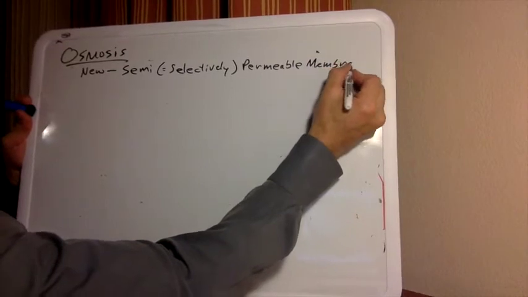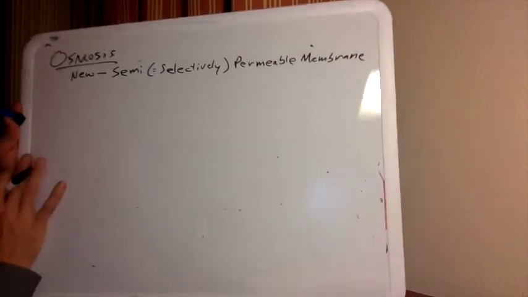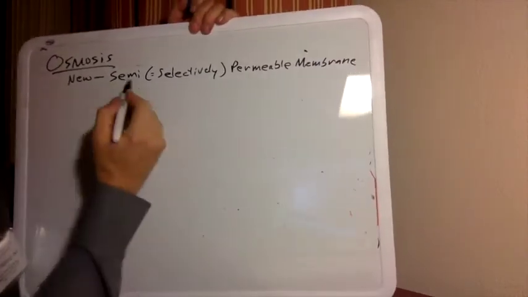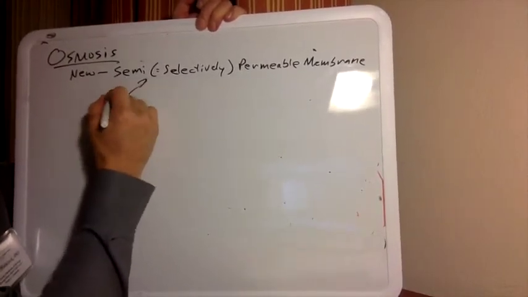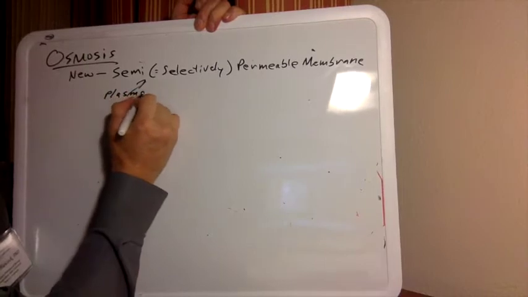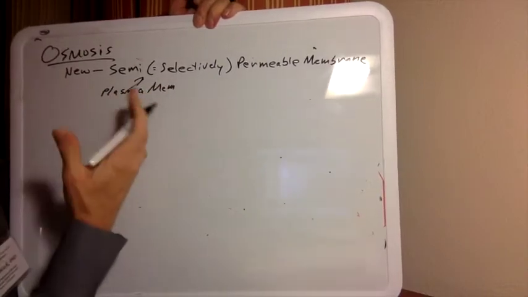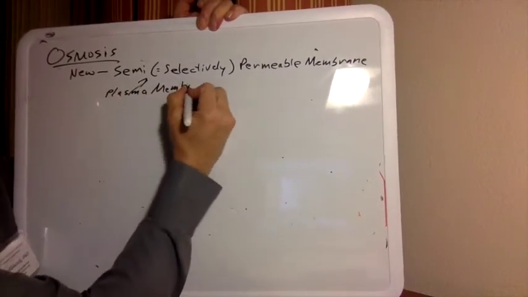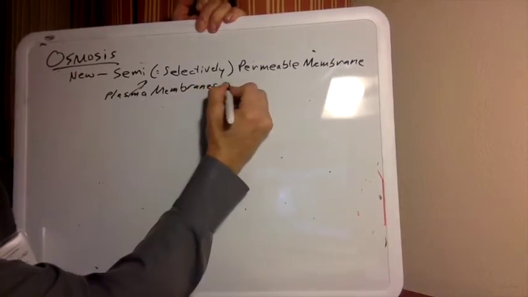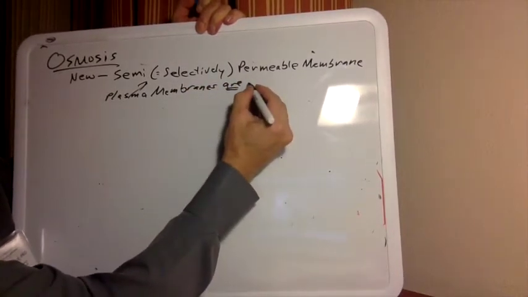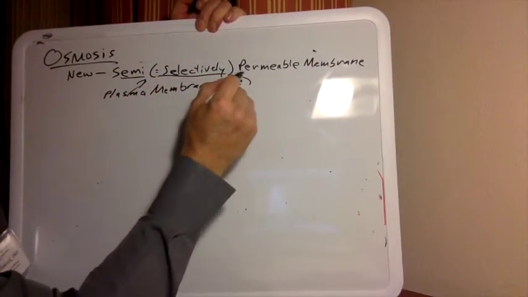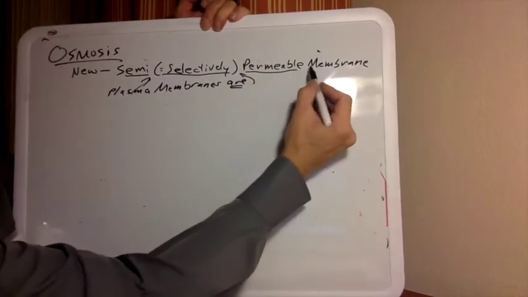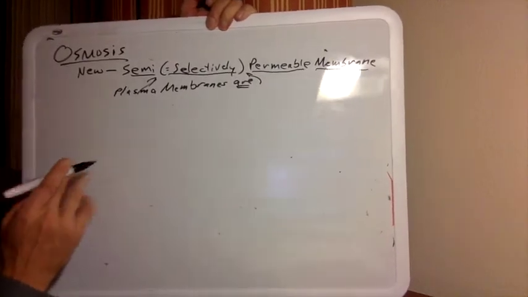Now, just to let you know, cell membranes, plasma membranes are this. Plasma membranes are this. I've just spent the last 30 minutes talking about it, really. Plasma membranes are selectively permeable. So I want to underline those things. So the selectively or semi-permeable membrane.